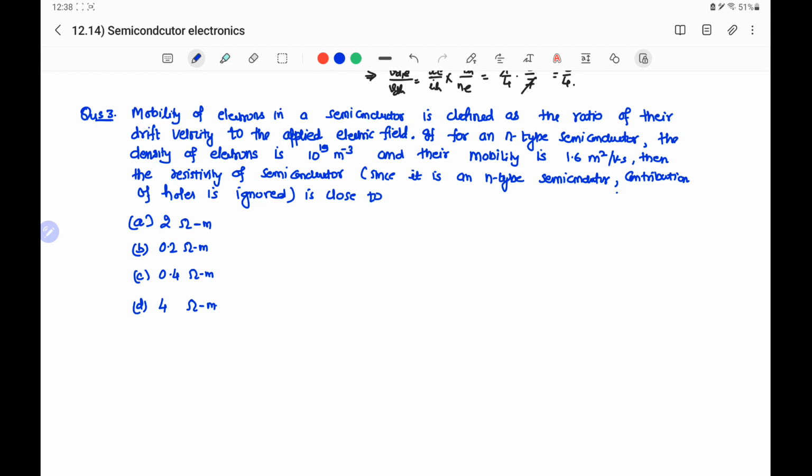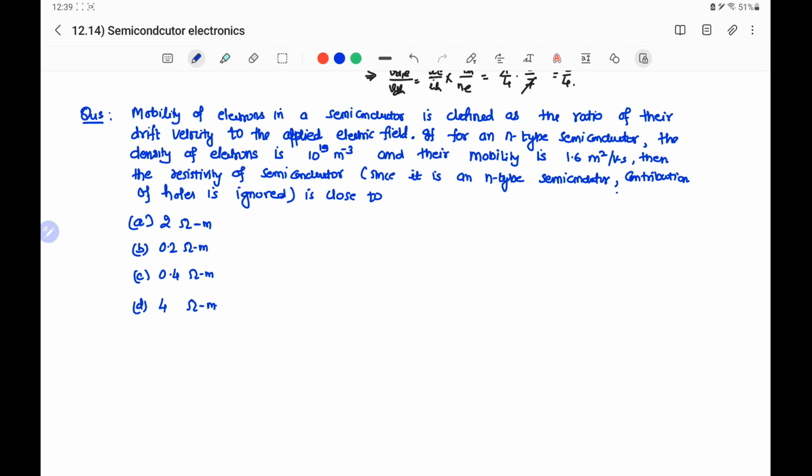Next: the mobility of electrons in a semiconductor is defined as the ratio of their drift velocity to the applied electric field. If for an n-type semiconductor the density of the electrons is 10 to the power 19 per meter cube and their mobility is 1.6 meter square per volt second, then the resistivity of the semiconductor, since it is an n-type semiconductor, contribution of holes is ignored, is close to: the options are 2 ohm meter, 0.2 ohm meter, 0.4 ohm meter, or 4 ohm meter.